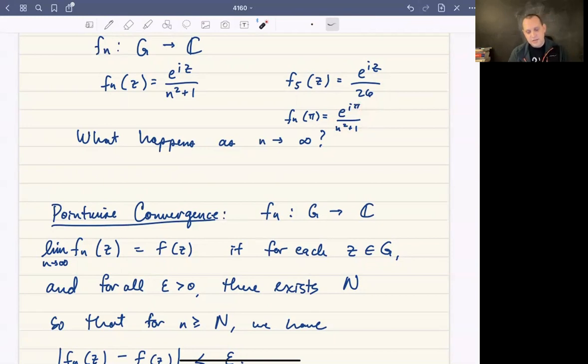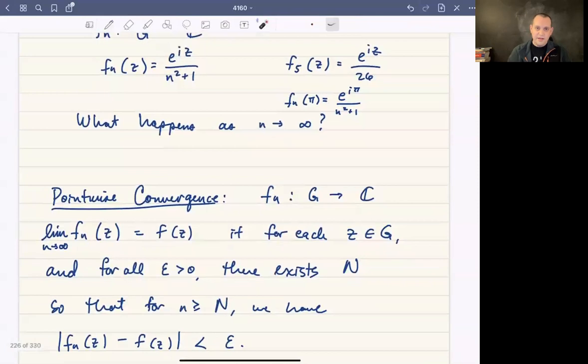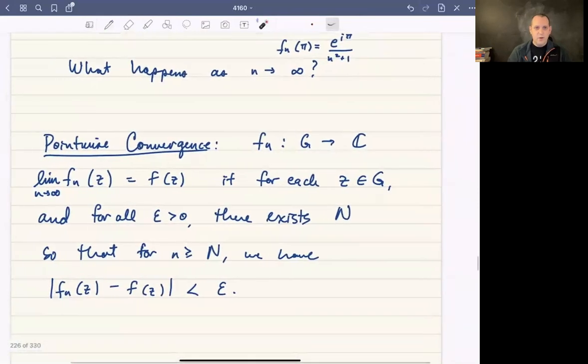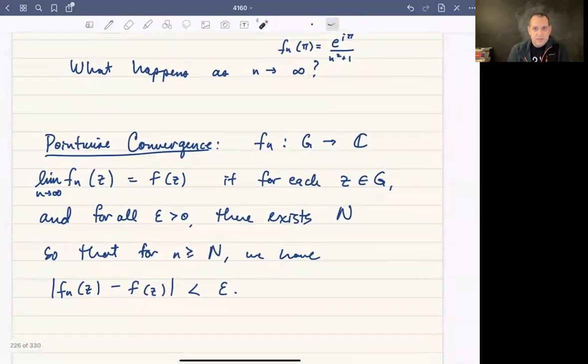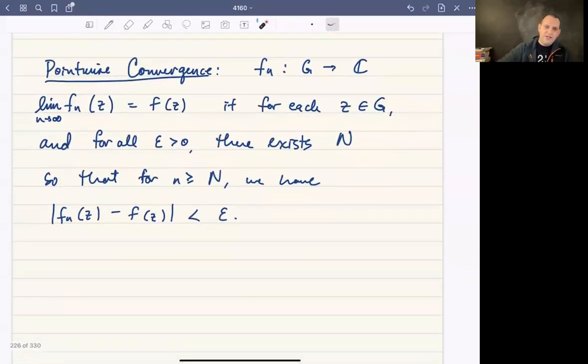Okay, and so your epsilons and your N's are going to depend on whatever the point is that you're going to pick, possibly. So it's possible that your epsilon might depend on z itself. And if it does, that's called pointwise convergence. Okay, so here for each z and for all epsilon, you can find a capital N so that you get the usual statement of convergence, right? The output minus f of z is less than epsilon whenever little n is sufficiently large.